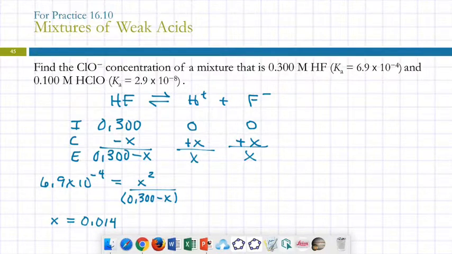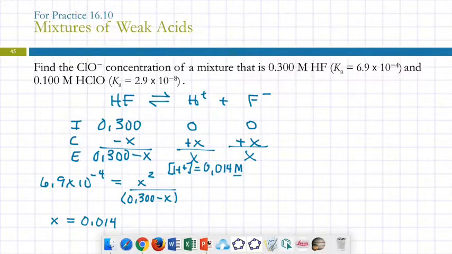That's not looking good, is it? Just barely. So we divide by 0.3 to check it, and I get 4.8%. It's less than 5, so we'll go with that. So x is 0.014 molar. So that's what the hydrogen ion concentration from the HF is. Right? So hydrogen ion concentration here is 0.014 molar.